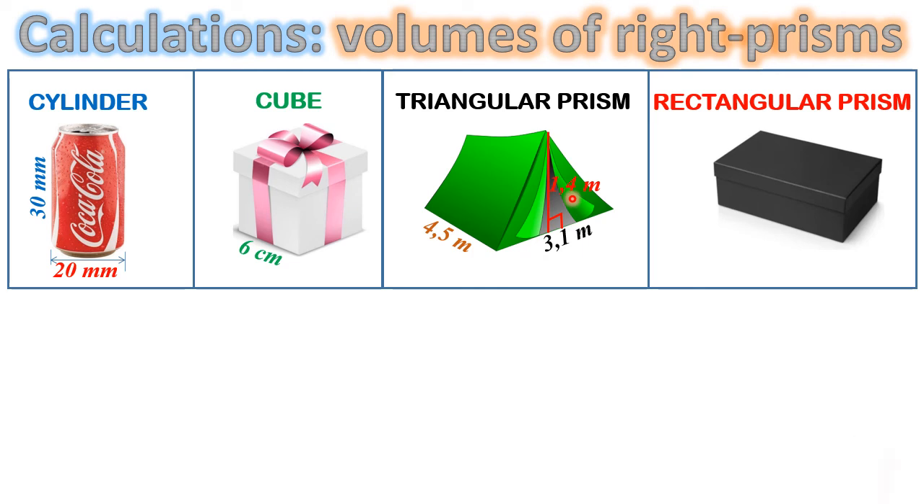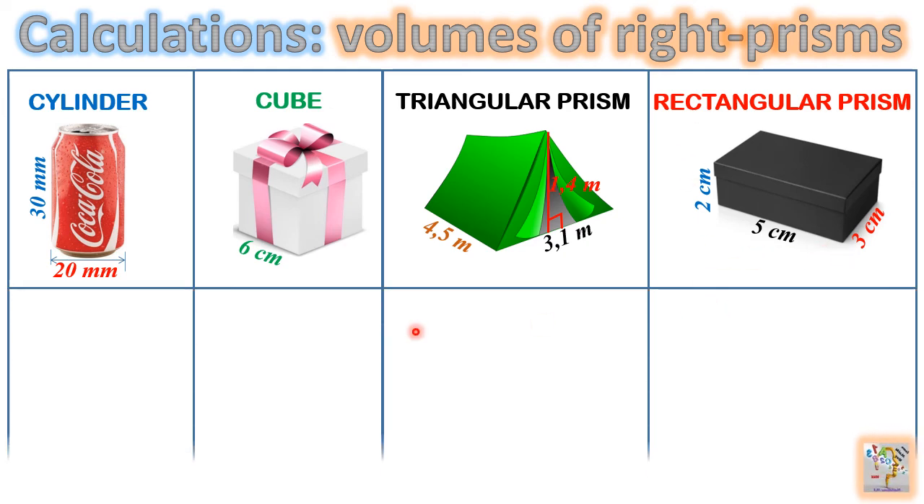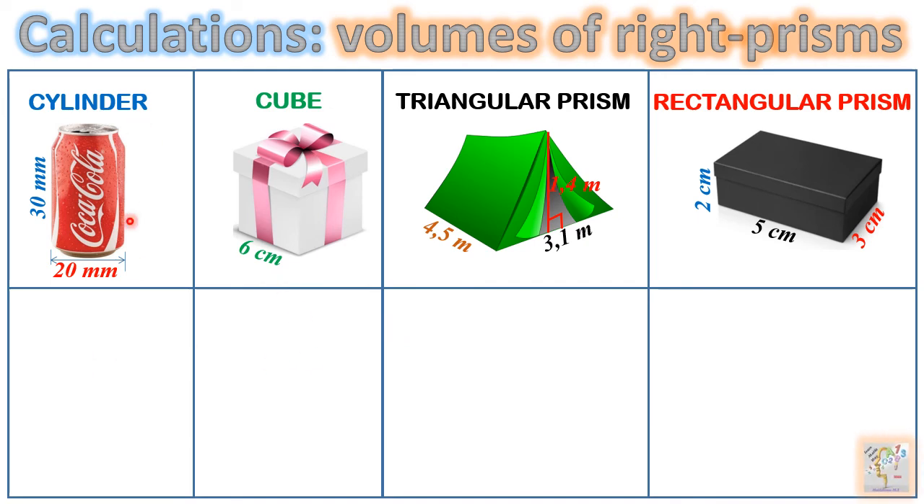This is not the height of the prism. 1.4 meters is not the height of the prism. You must first put it in the correct order. Then you also have your rectangular prism or the shoebox, where your length, which is the longest side, is 5 centimeters, the breadth is 3 centimeters, and the height is 2 centimeters. Now, let's calculate the volumes. Let's calculate the amount of space contained within each and every right prism that we have here.